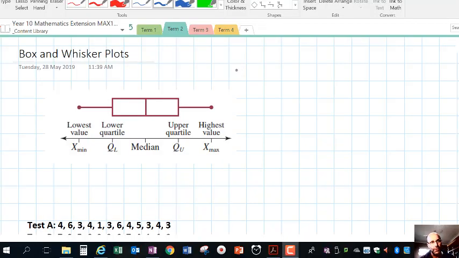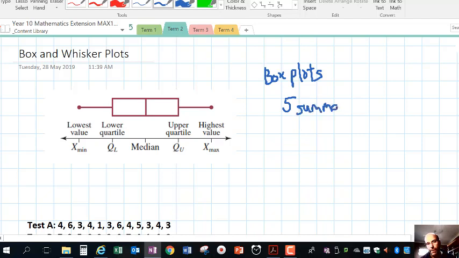This video is about interpreting and drawing box and whisker plots. Firstly, what are box and whisker plots, sometimes just called boxplots for short? Just like stem and leaf plots can just be called stem plots. It's basically a graphical display of the 5-number summary. So it's a way of showing graphically the 5-number summary that we learnt previously.